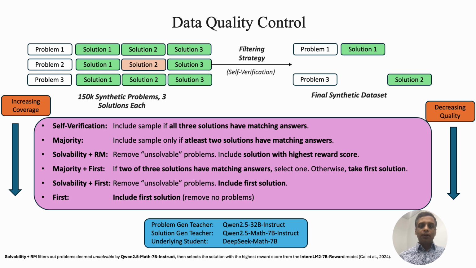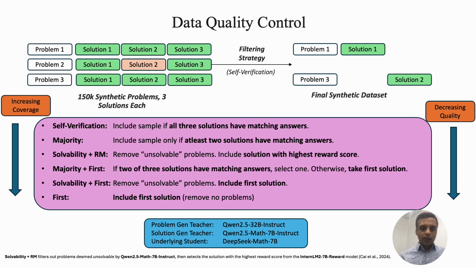For data quality control, we define various options. We generate multiple solutions for each problem and use consistency of these solutions to control what problems to keep in the final dataset. These options provide various trade-offs of coverage of problems and quality of filtered set.